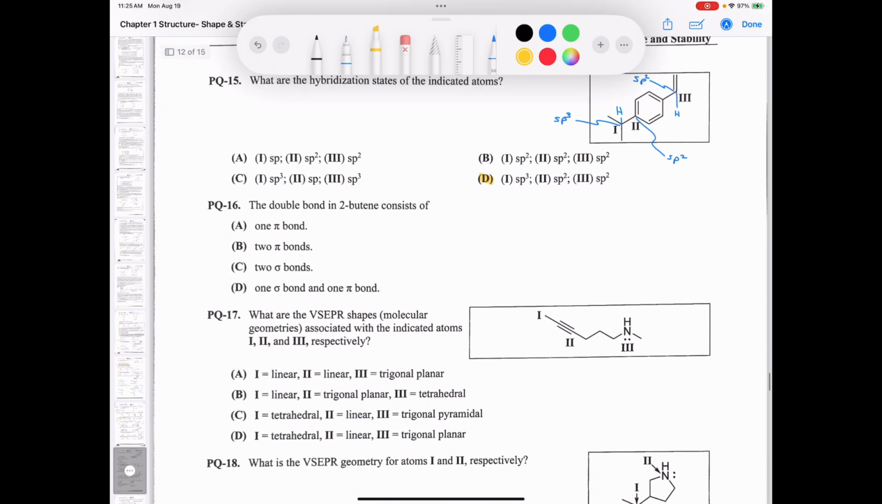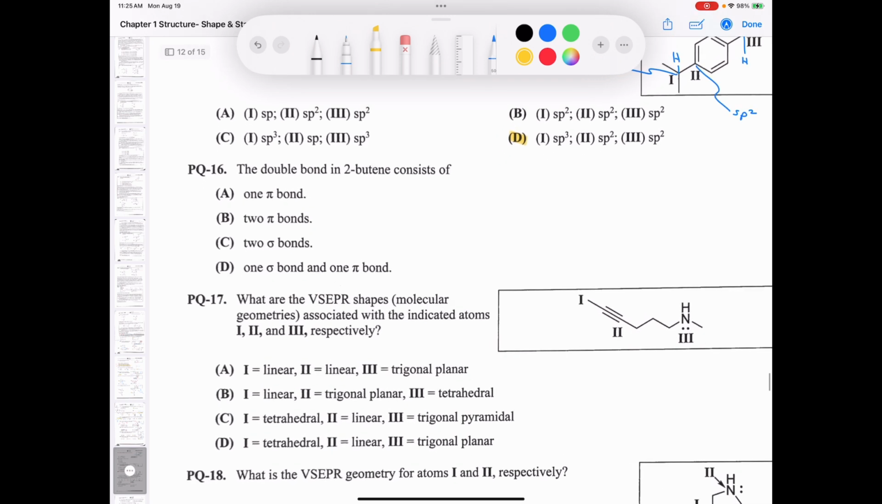A double bond. The double bond in 2-butene consists of what? 1 sigma bond, 1 pi bond, 2 sigma bonds, 1 sigma and 1 pi. Well, if we draw 2-butene, it looks something like that. It doesn't specify whether it's cis-2-butene or trans-2-butene, and that's neither here nor there.